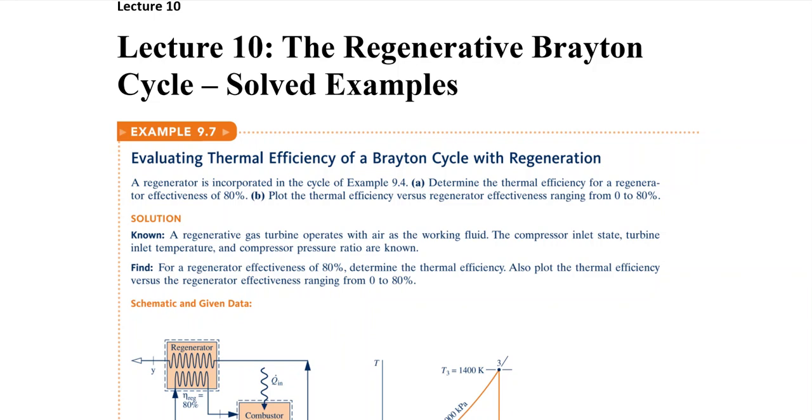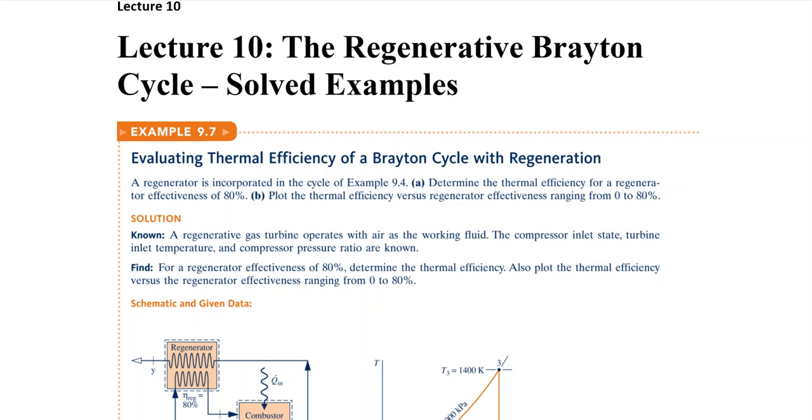Lecture number 10, the regenerative Brayton cycle, and again we'll be doing some solved examples. Example 9.7 of Moran and Shapiro: evaluating the thermal efficiency of a Brayton cycle with regeneration.